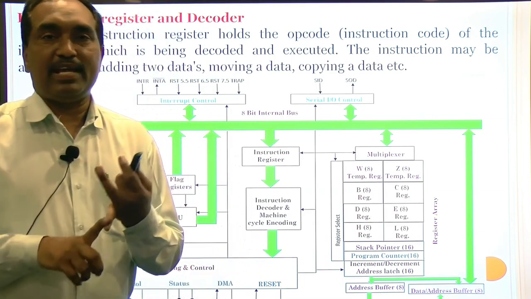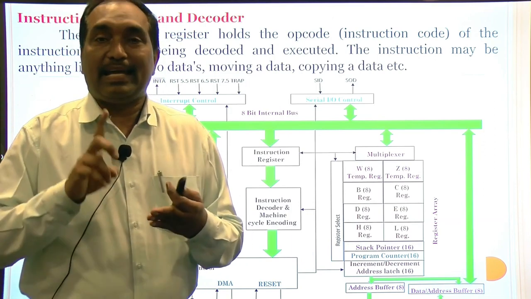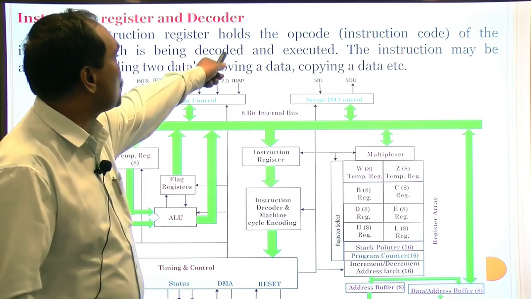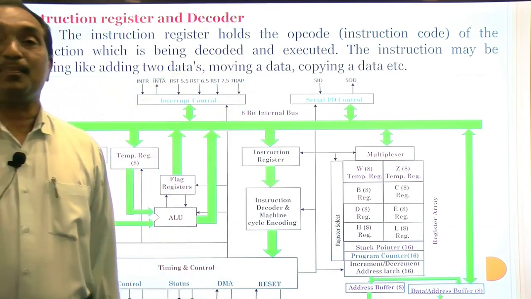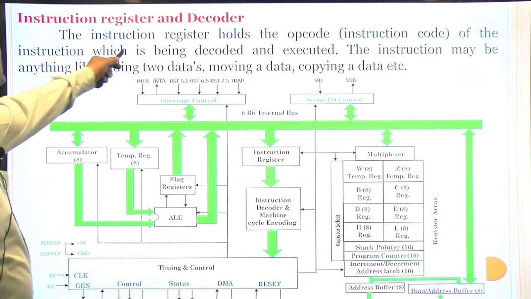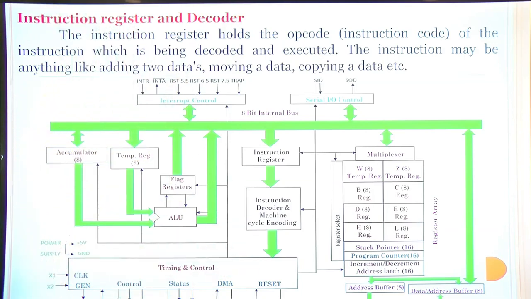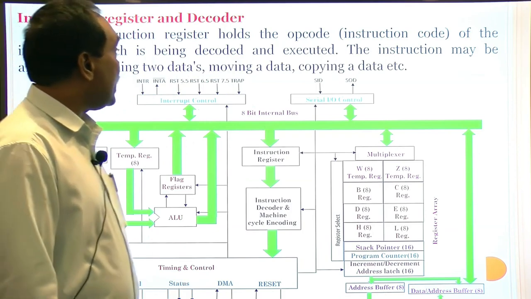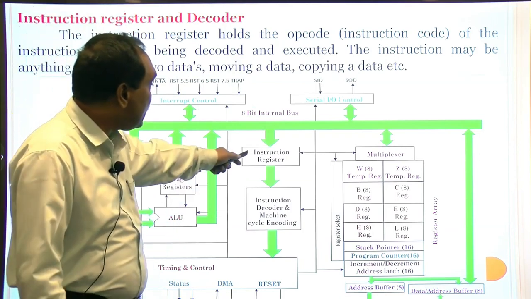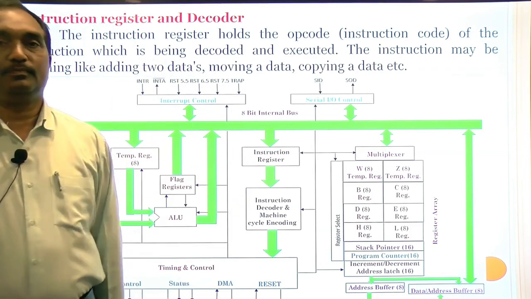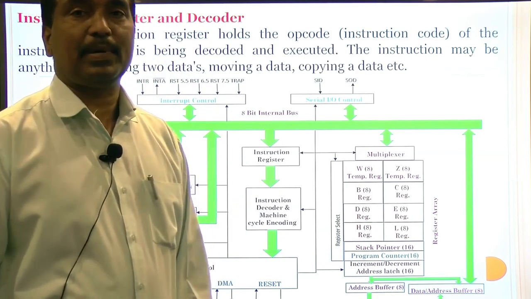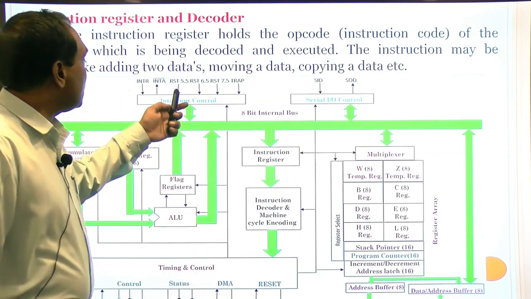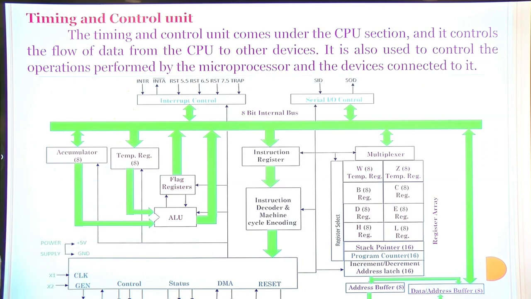Where there is MVI, STA, ADD, or maybe subtraction SUB, these are all called opcodes. These opcodes will be held in the instruction register. The opcode, that is the instruction code of the instruction, is decoded and executed in the instruction register and decoder. So to perform any operation or execution of the program, this instruction register and decoder has more importance.